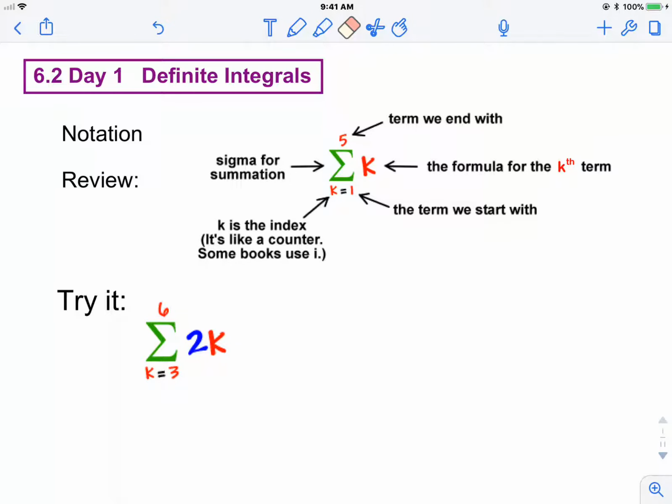This is the lesson video for 6-2 Day 1. You have a handout to go with it. First, we have to talk about some notation back from pre-cal.